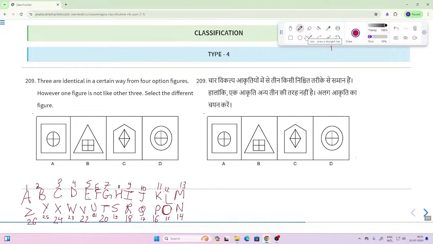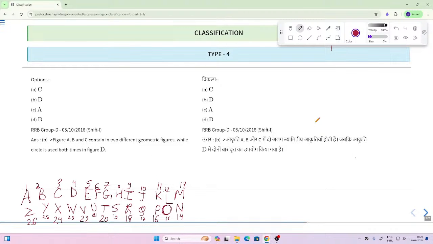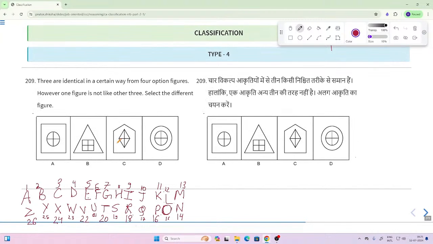So in this case, what are the options? Another trick in these type of questions is that they jumble up the letters again, so be very careful on marking your answer. A, B, C contain two different figures, while C and D are different figures. But since D is a circle inside a circle, this is the odd one out.